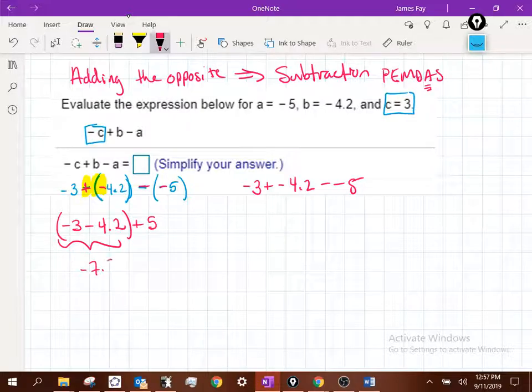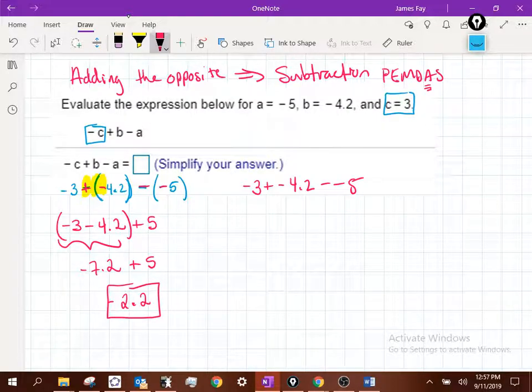Good. Negative 7.2. And then I didn't do anything with the plus 5, so I'm going to leave that alone. So now I've got that negative 7.2, add 5 to that, and I'm at negative 2.2. Good. Does that kind of make sense?